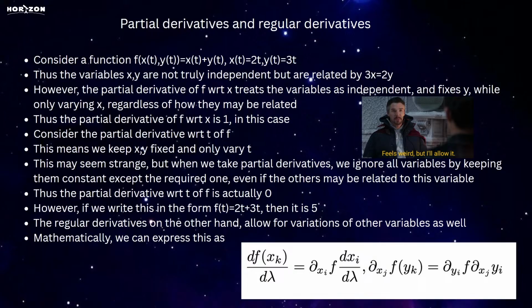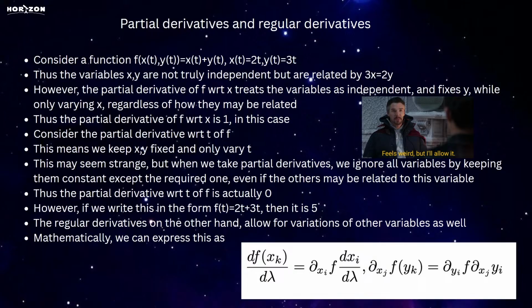The partial derivative of f with respect to x treats the variables as independent, and it will fix y while only varying x regardless of how they may be related. So we don't have to consider that x is dependent on t, y is dependent on t. So we are not going to write it as x(t) plus y(t) equals 2t plus 3t equals 5t. No, because that's not how our function is defined. We have to consider x and y as independent variables. So suppose I want to find the partial derivative of f with respect to x. I am not going to write this as 2t plus 3t equals 5t and then calculate the derivative with respect to t. No, that's not how I am going to do this.